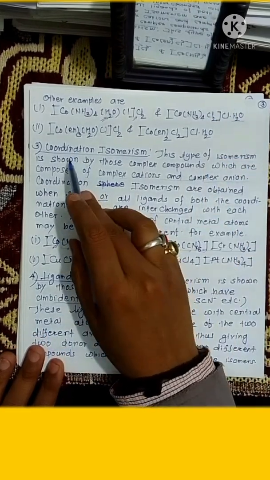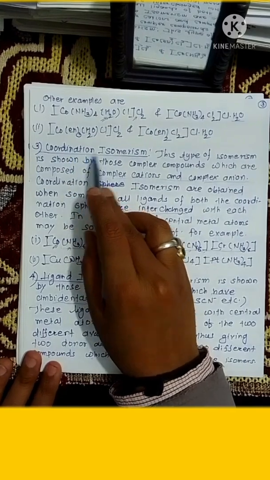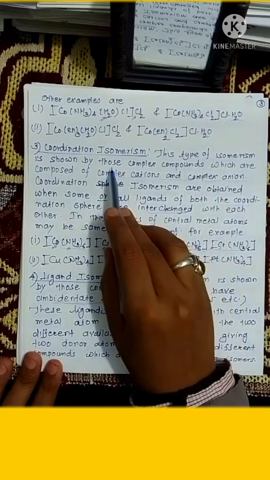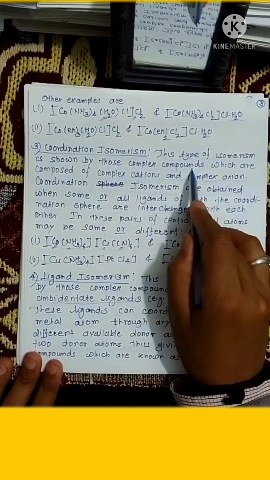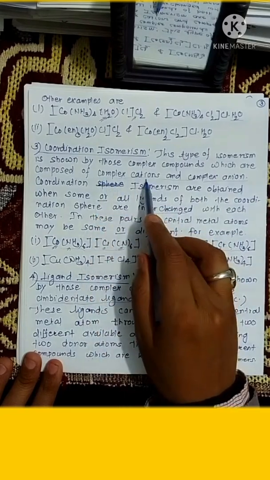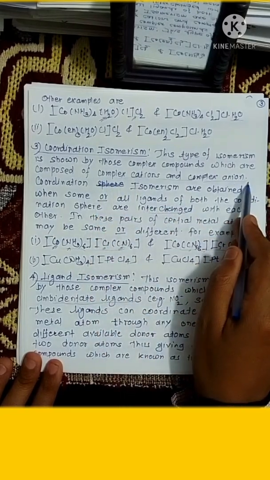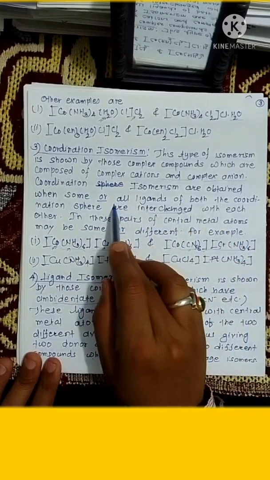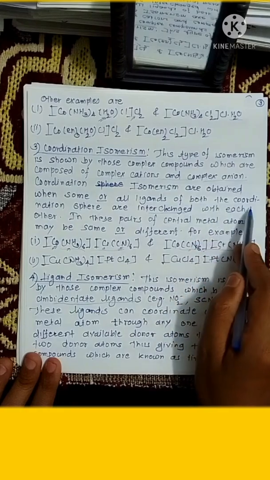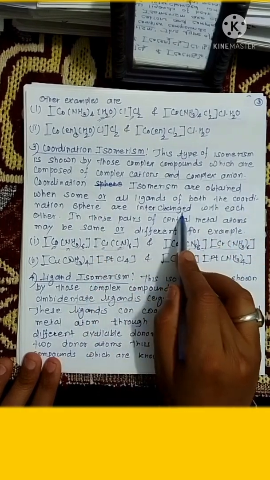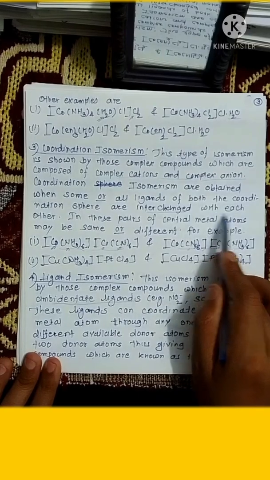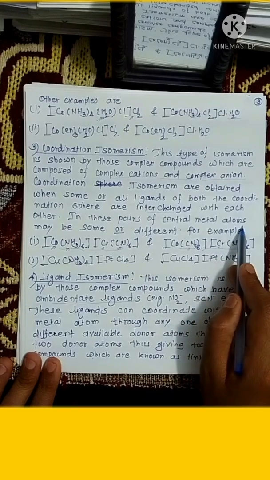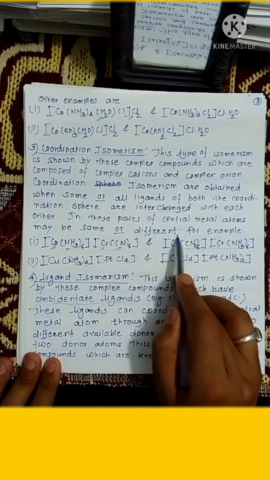So the third type of isomerism is known as coordination isomerism. This type of isomerism is shown by those complexes which are composed of a complex cation and a complex anion. Coordination isomers are obtained when some or all ligands of both coordination spheres are interchanged with each other. In this, the central metal atoms may be the same or different.